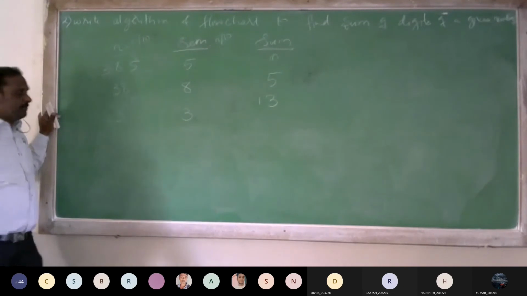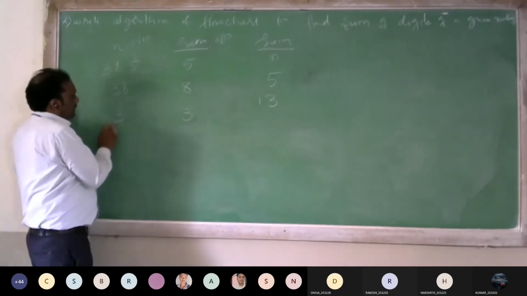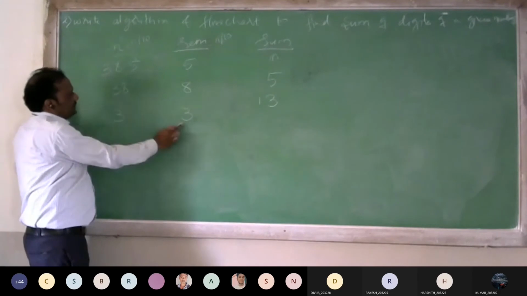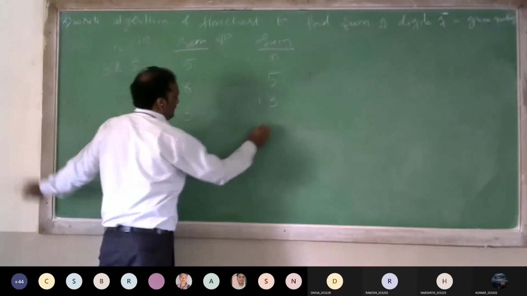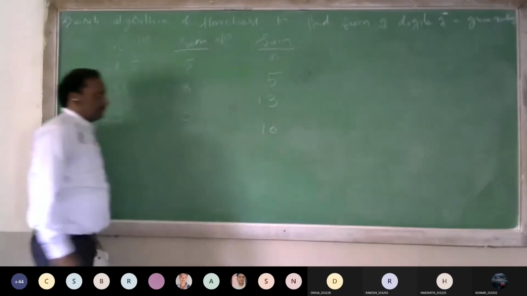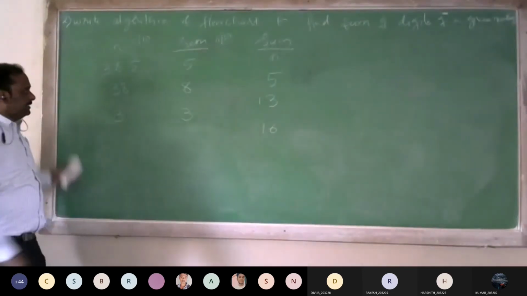Remainder will be 3 itself. Now, add this. That means we have extracted this digit. Add this digit to 13. 13 plus 3 is 16.